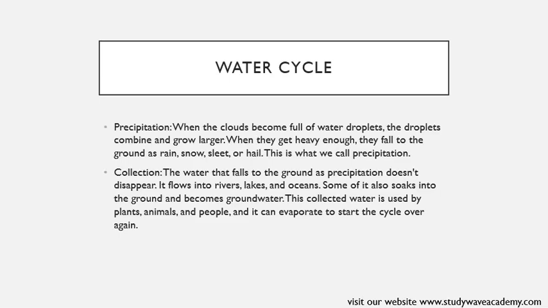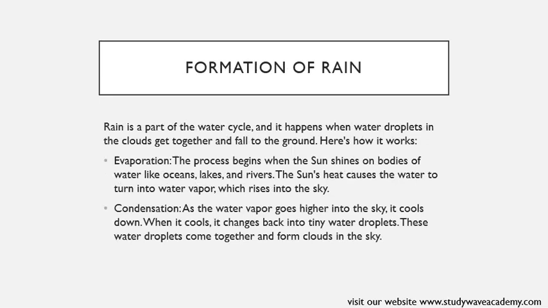Okay, so the water cycle is a continuous process where water evaporates from the Earth's surface, forms cloud, falls as precipitation, and is collected to be used again. It's essential for providing us with clean water and maintaining our planet's ecosystems. Do we understand that? We do, right? Good. So we're going to be looking at formation of rain.